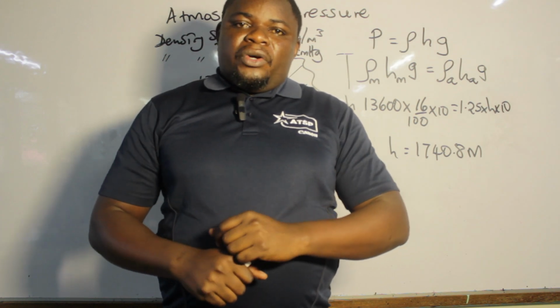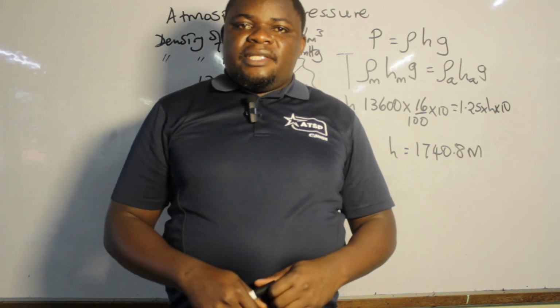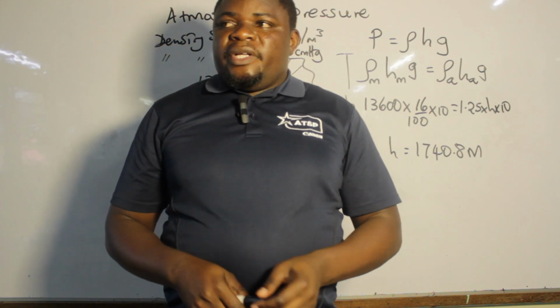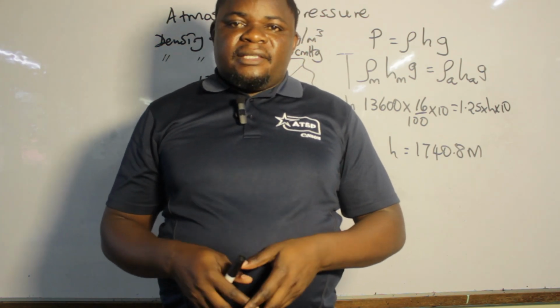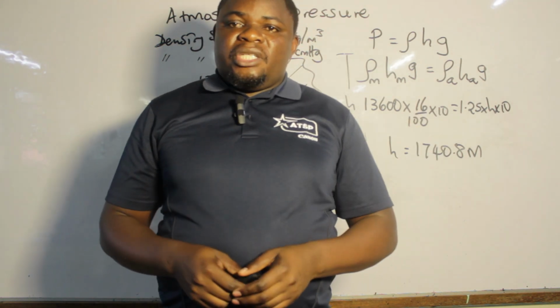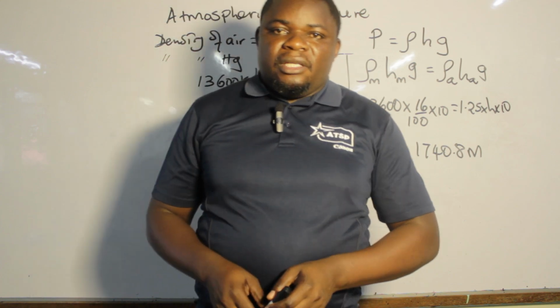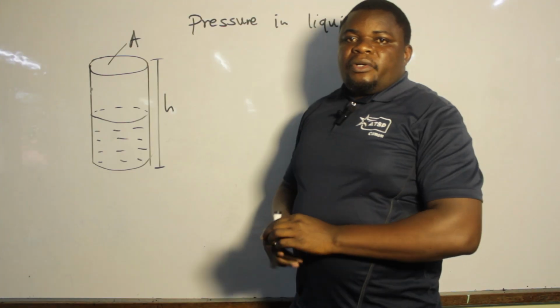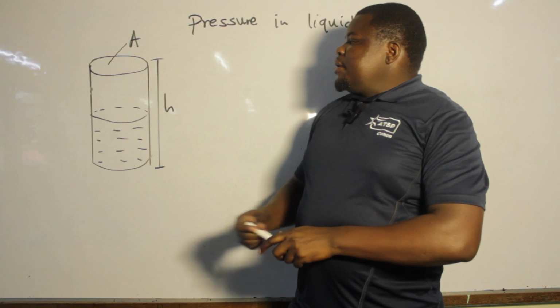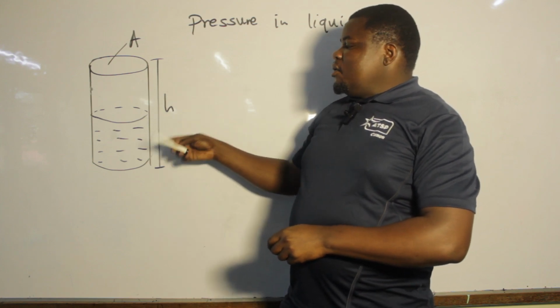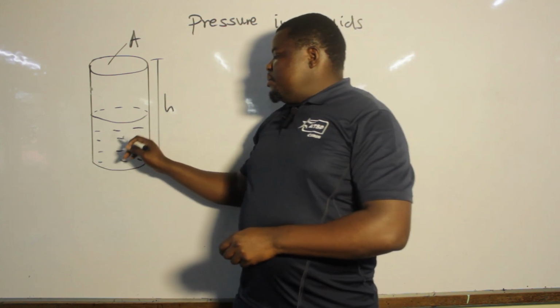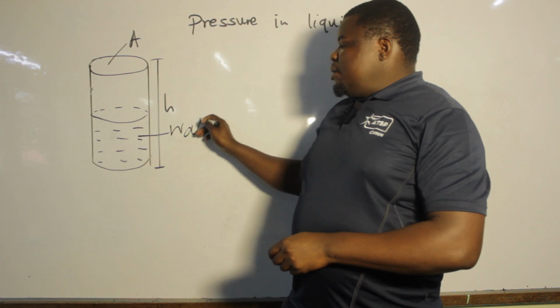From here, now we're going to look at pressure in liquids. We've already done pressure in solids, and pressure in gases, which is atmospheric pressure. Now let's look at pressure in liquids. On the board here, we have a cylinder containing a liquid. This liquid can be water or any other liquid.